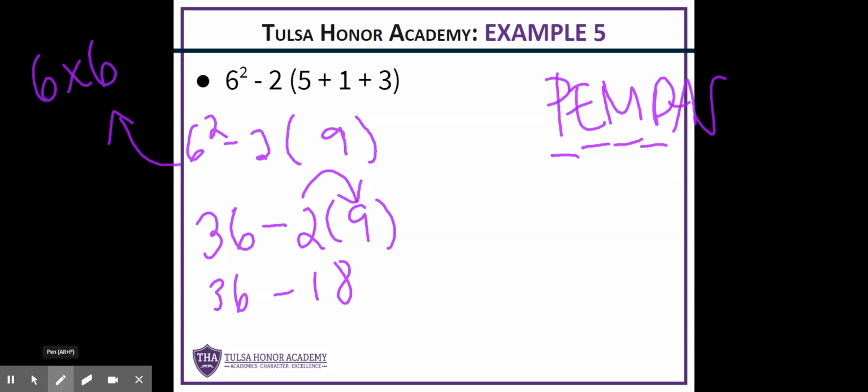And then we don't have division, so we can skip that. We don't have addition, but we do have subtraction. So we're going to go to subtracting. 36 minus 18 equals 18. So that's our answer to this problem.